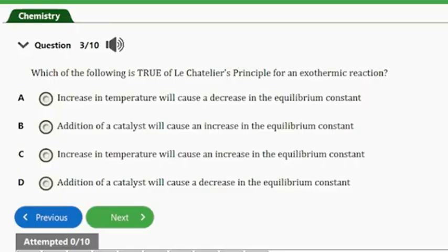So for an exothermic reaction, an increase in the temperature will shift the equilibrium to the left, favoring the reactants and not the product. So this thus is decreasing the equilibrium constant.